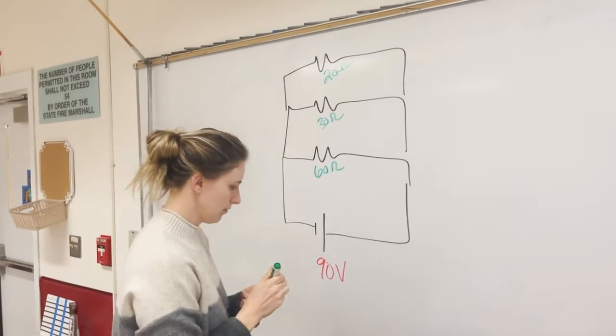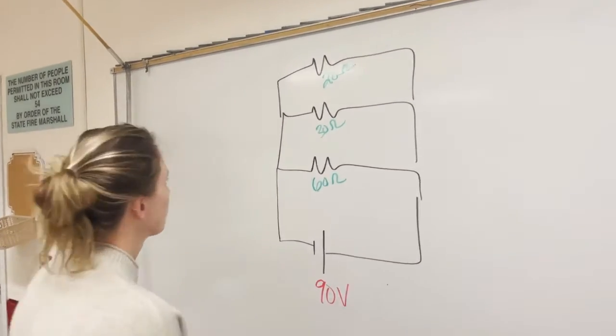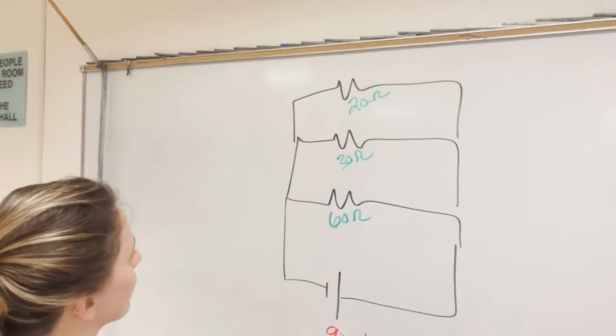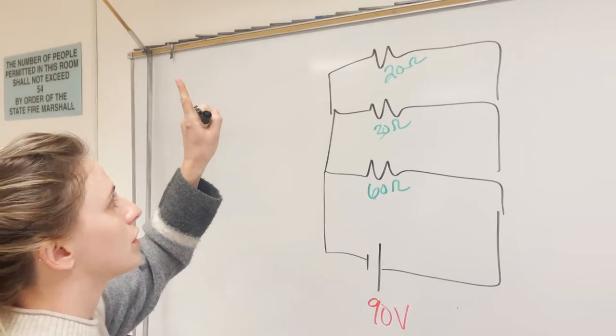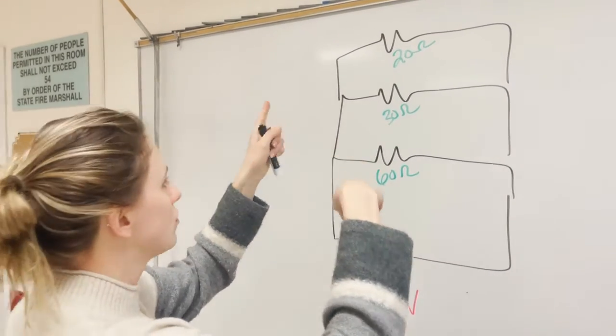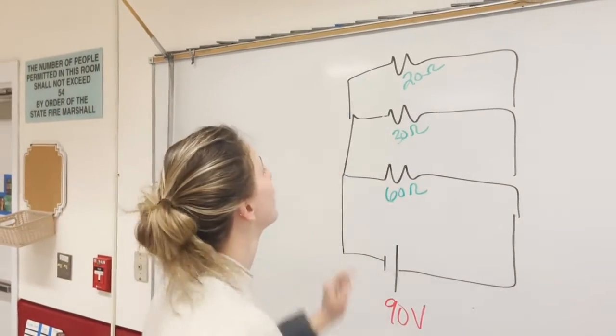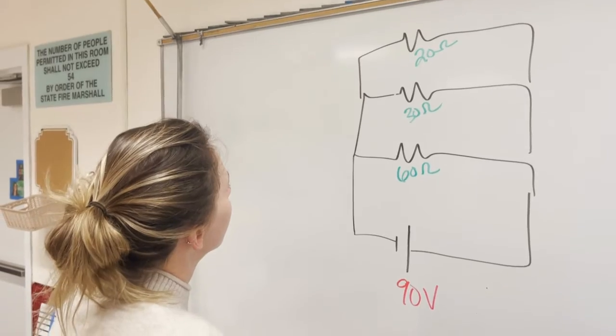Now, quick question, boys and girls. The current is not going to be the same through each resistor. Which resistor should have the most current going through it? The most current means the least resistance, right? So the 20 ohm will have the most current, and the least would be the 60 ohm.